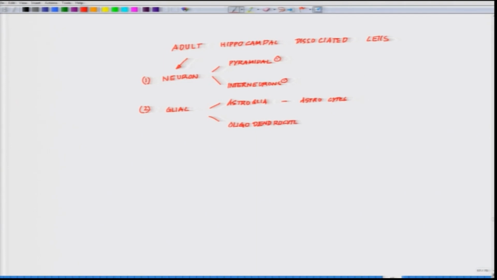What all does it consist of? 1. Neuron. Within neuron, pyramidal neuron 1, interneuron 2, okay, 2, glial cell, astroglia, making astrocytes, oligodendrocytes, which mostly die out, but you will still have contaminants which function as myelinating cells.